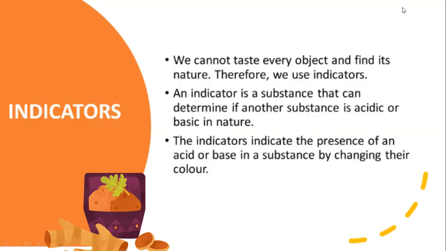It's that harmful. So how will we understand whether a substance is a base or an acid? By using indicators. An indicator is a substance that can determine if another substance is acidic or basic in nature. Indicators indicate the presence of an acid or a base in a substance by changing their color.